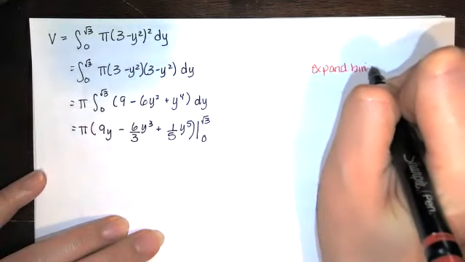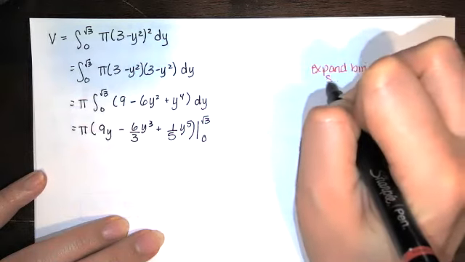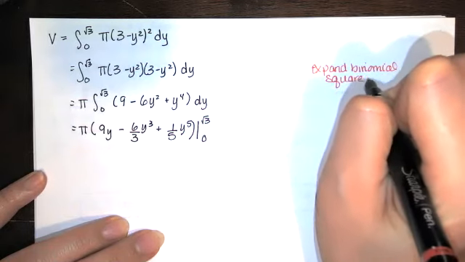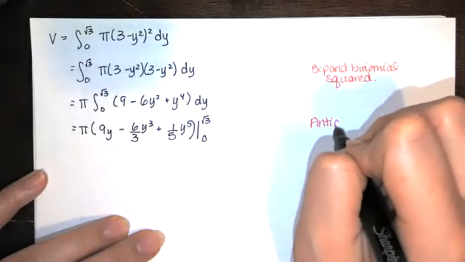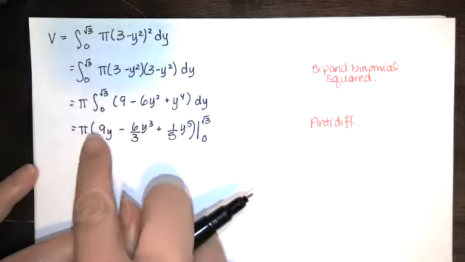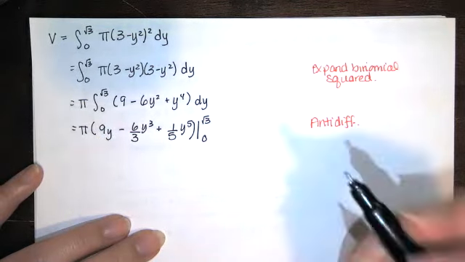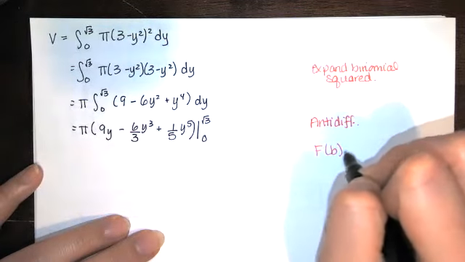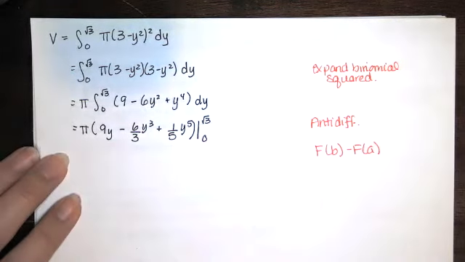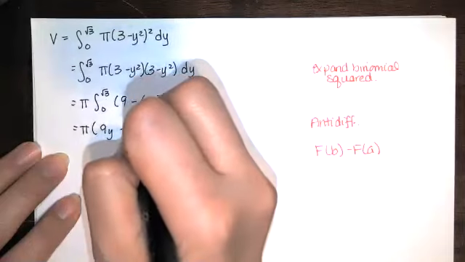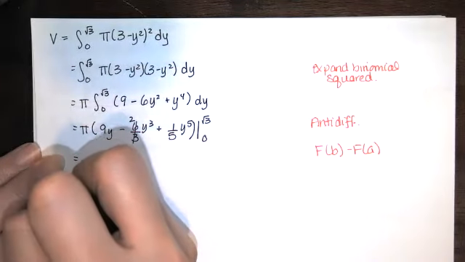So we are expanding the binomial squared so that we can apply our basic rules. And then we just use the power rule to antidifferentiate, or the constant rule. And then we'll use the fundamental theorem to evaluate this. We take the upper limit and the lower limit, we substitute those both in and we subtract. And of course, 6 divided by 3 is 2.